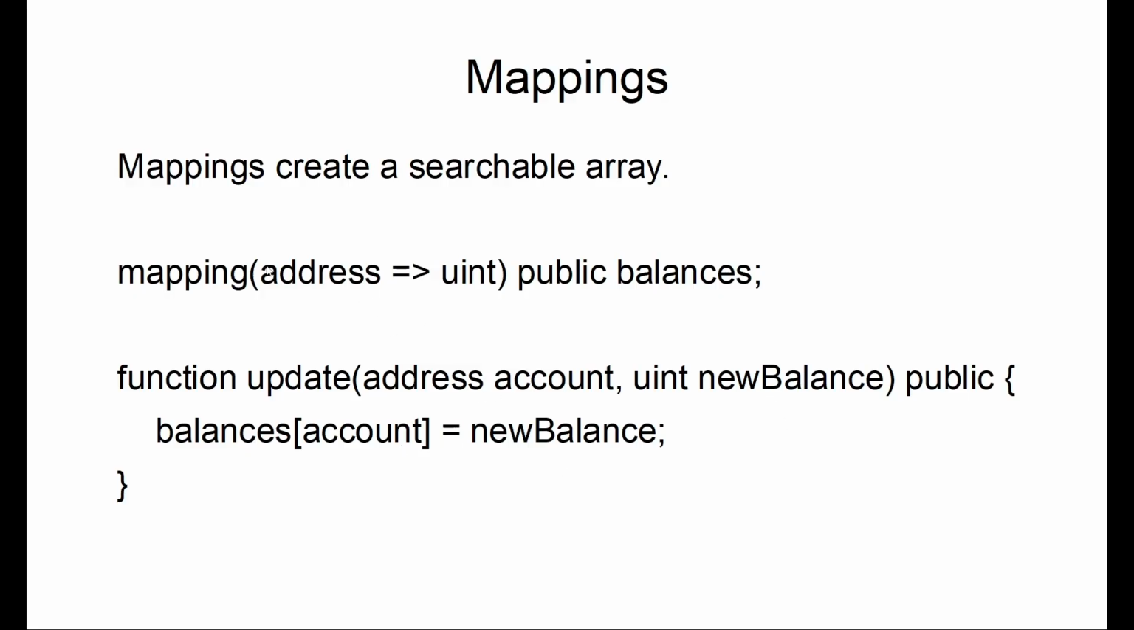So when we search for the address in the mapping, it's going to return the new balance after we update it. And you can store anything in your contract in this way. For example, if you need to have 5 searchable items in your contract, you can have 5 different mappings, and each one will return a searchable item.